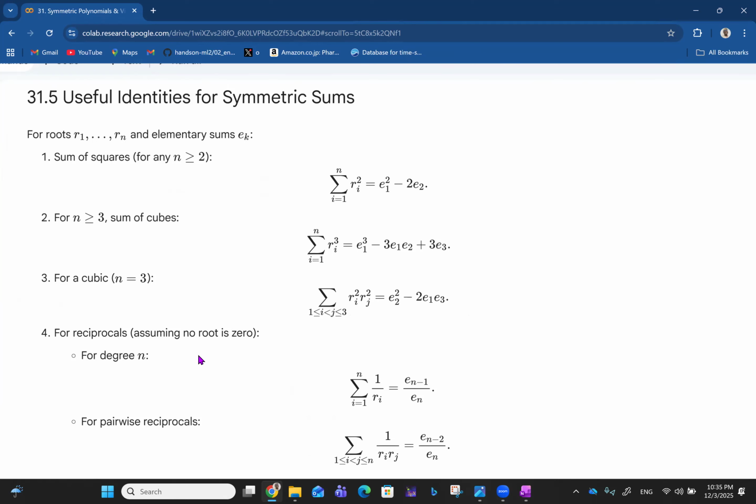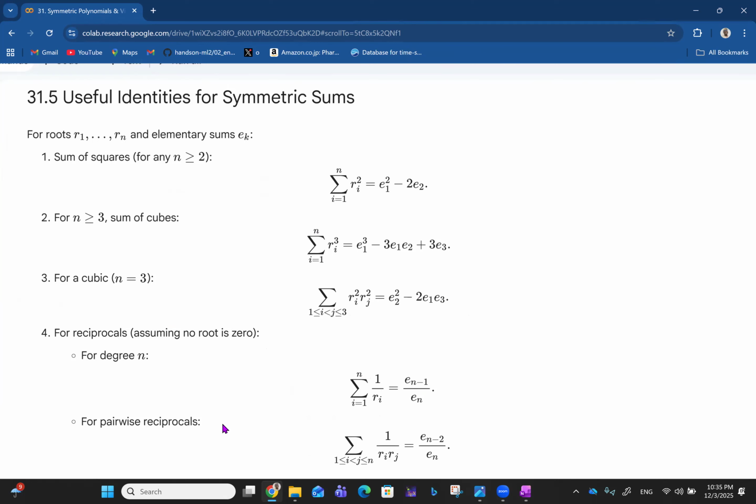For reciprocals, assuming no root is 0, of course, if we assume that we don't have a 0 root, then for degree n, the summation from i equals 1 to n of the reciprocals of the roots will be E(n-1) over En. So it means that if you have a cubic polynomial now, the expression 1 over R1 plus 1 over R2 plus 1 over R3 is going to be E2 over E3.